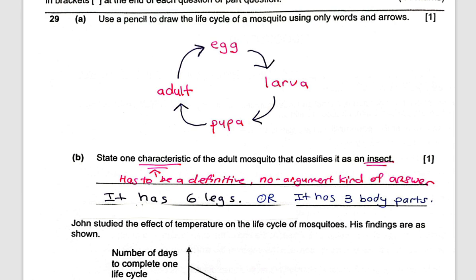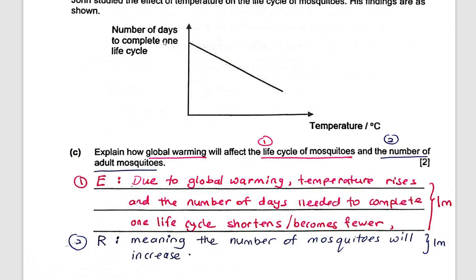You also cannot say mosquito lay eggs because there are other organisms like amphibians, reptiles, fish, birds and these also lay eggs. So you can say something like it has 6 legs, or it has 3 pairs of legs, or it has 3 body parts. Next, let's go on to the second part.